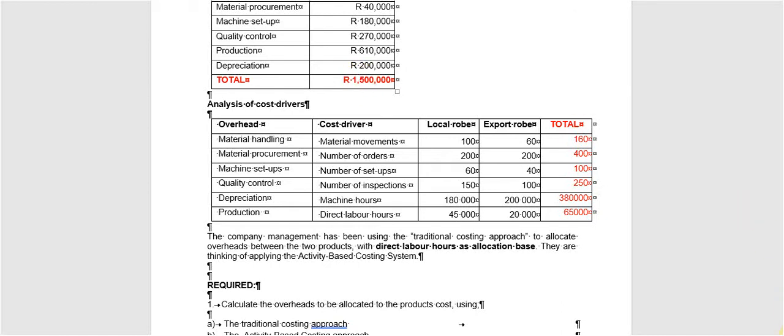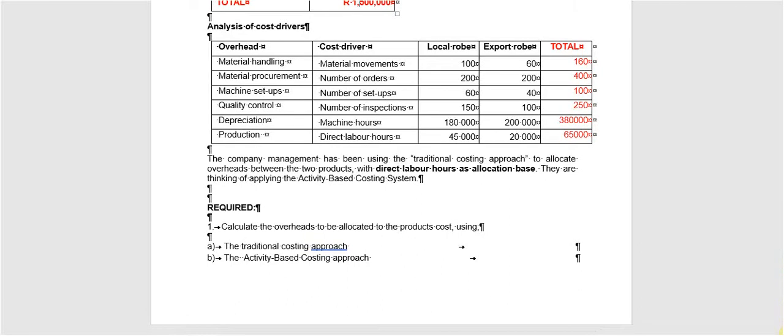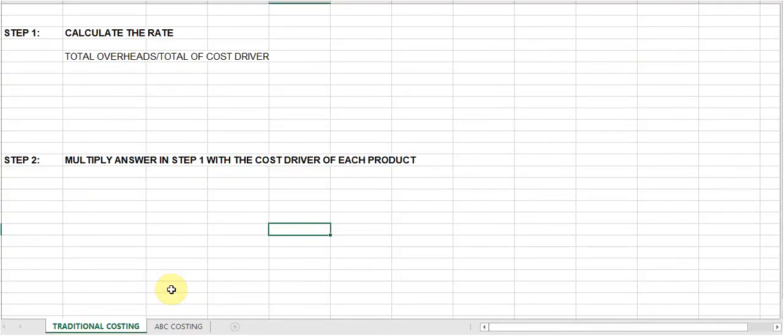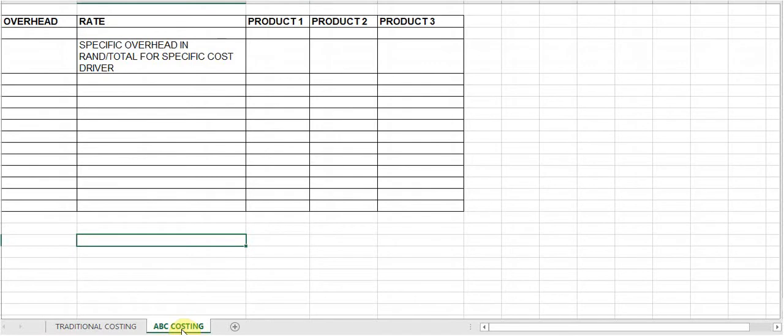Right, then you will see in the required part they've asked you to calculate the overheads to be allocated to the products using the traditional costing approach and the activity-based costing approach. Again, I am going to use my template because I know that it is foolproof. I have shared the template on Vutela. You will see on the first sheet, I have given you a formula as to how to approach the traditional costing, and on the second sheet, there's ABC costing.